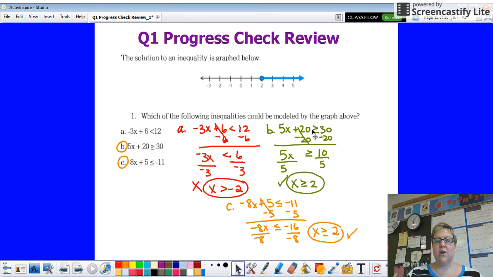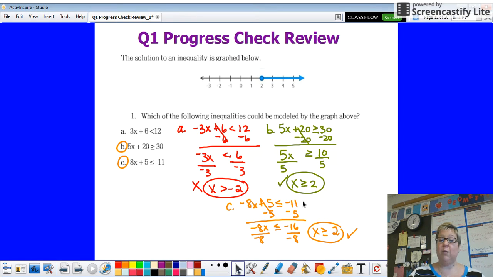For B, you're going to solve it the same way you just did in the last one. You subtract 20 from both sides, and you're left with 5x is greater than or equal to 10. When you divide by 5, you're left with x is greater than or equal to 2, which does indeed match this graph. Closed circle going to the right are all of the numbers that are bigger than that, so that works.